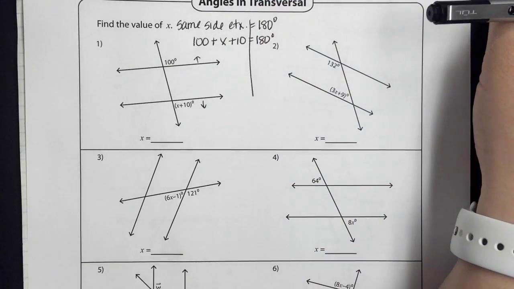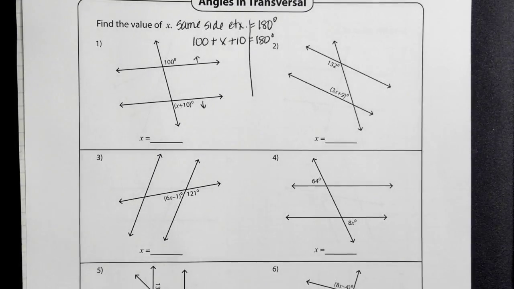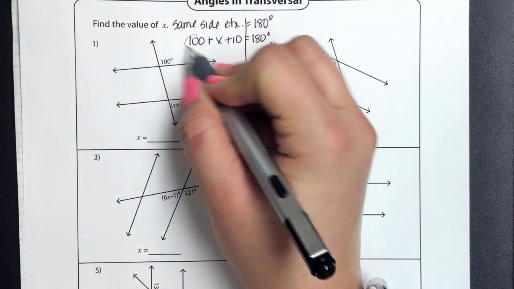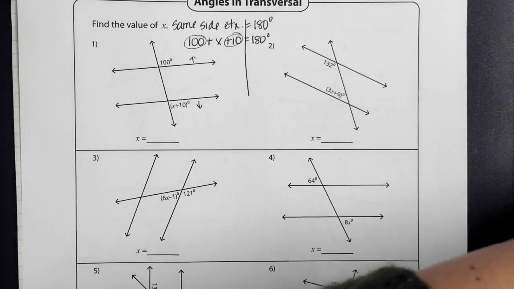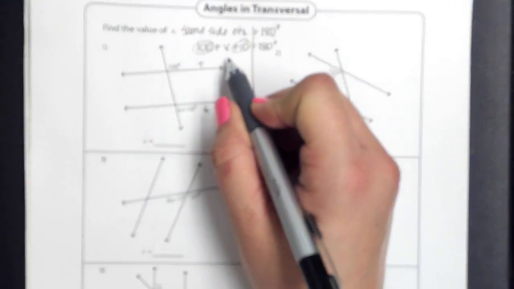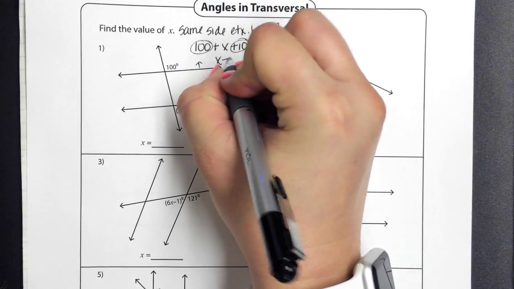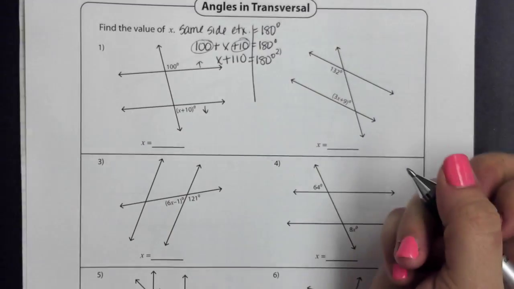And now I'm going to solve like I normally would when we talked about solving linear equations. So I need to combine my like terms. I have 100 and 10. If I combine those and add them together, I get 110. My x is left alone because it's the only thing here with an x. So I get x plus 110 is equal to 180.